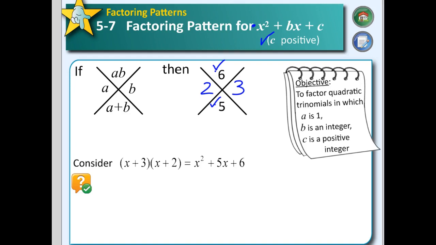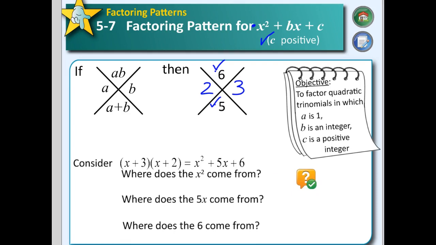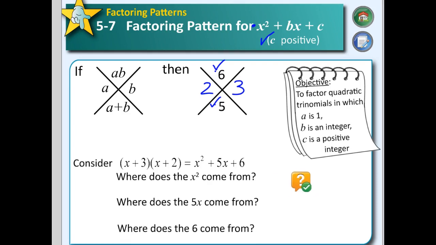Now, we're going to look at what we've been working on this week, and we're going to see that when I FOIL something, I get this trinomial. But I can also take this trinomial and factor it and get my binomials back. So we've been seeing this week that factoring and multiplication, or foiling, are inverses of each other. So let's think about that for a second.